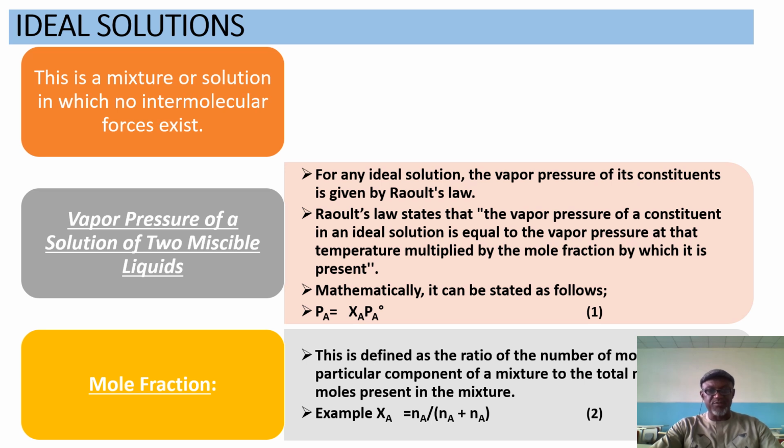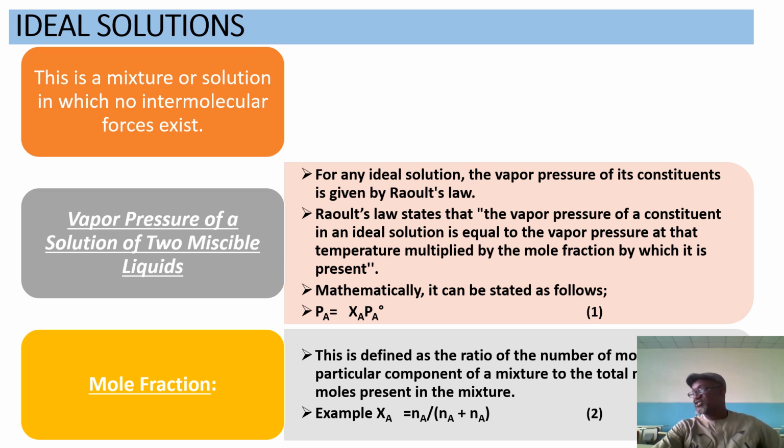Now the second important thing is the mole fraction. We're looking at the mole fraction as the ratio of the number of moles of that particular component of the mixture divided by the total number of moles. Equation 2 gives us that. XA, which is the mole fraction of A, is equal to NA divided by NA plus NB, where A and B are the constituents.